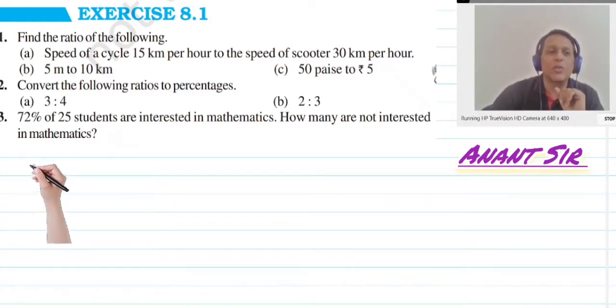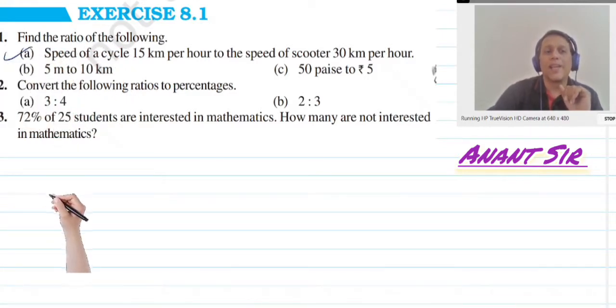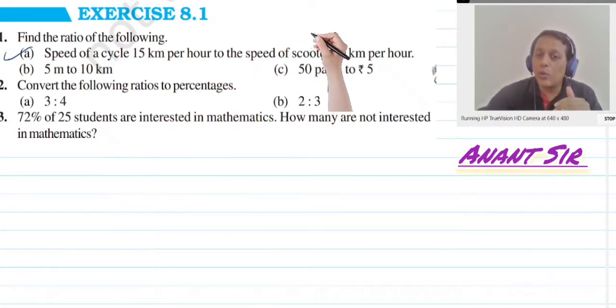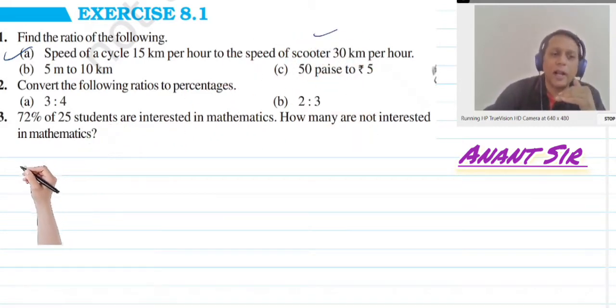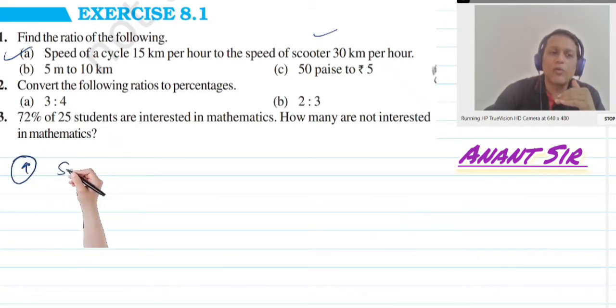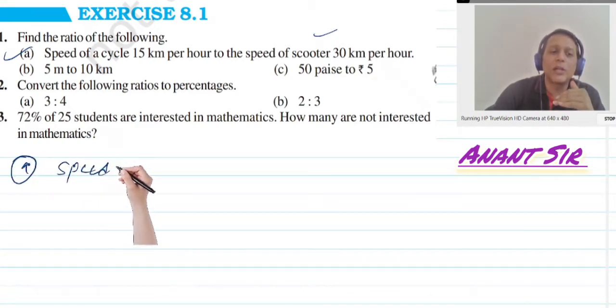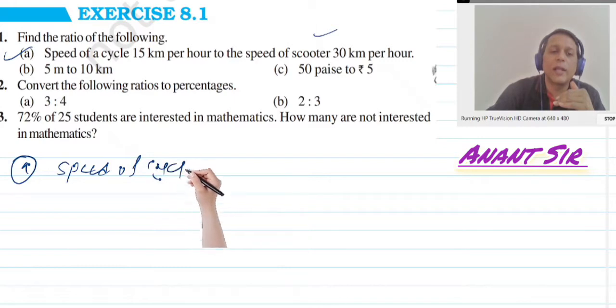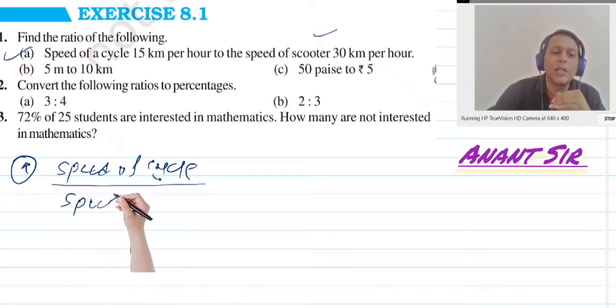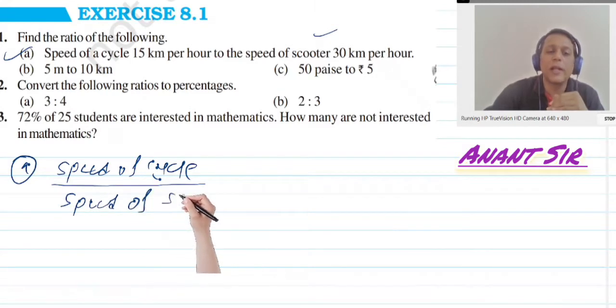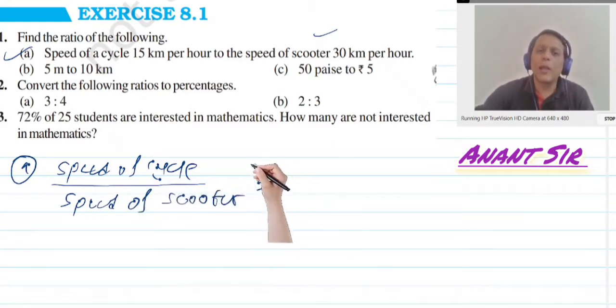What is the first question? Question 1 is find the ratio of the following. First one, speed of cycle 15 km per hour to the speed of scooter 30 km per hour. We have to just find the ratio, okay. Ratio is the speed of cycle to the speed of scooter. Ratio is division, right? Speed of cycle divided by speed of scooter. Now I am going to put the values.